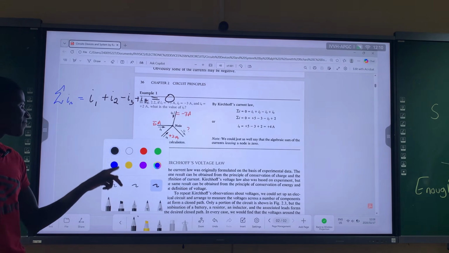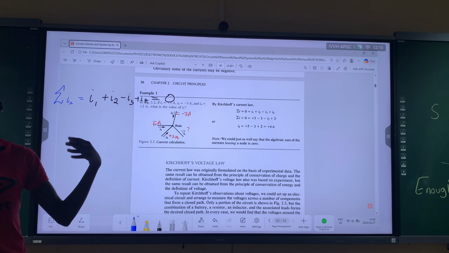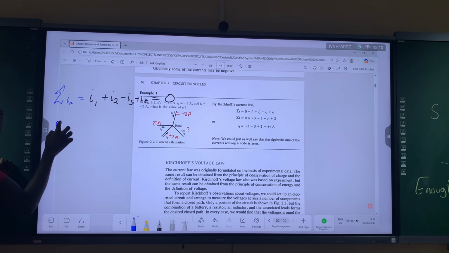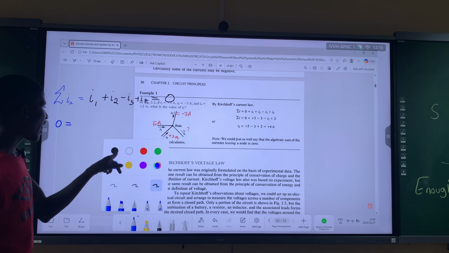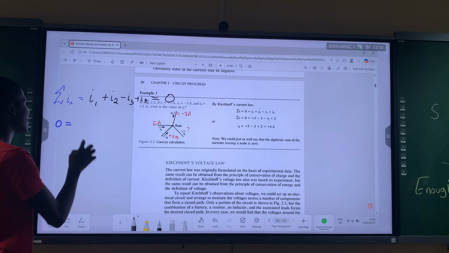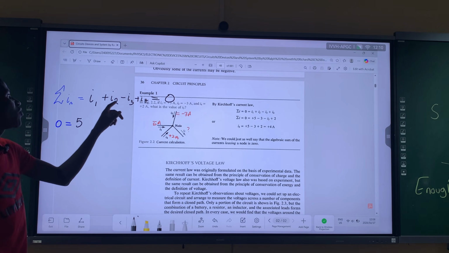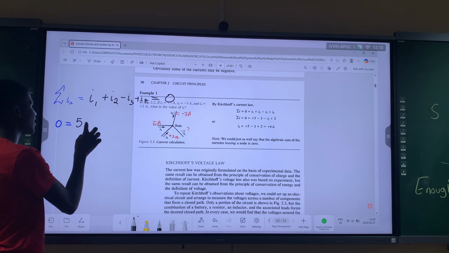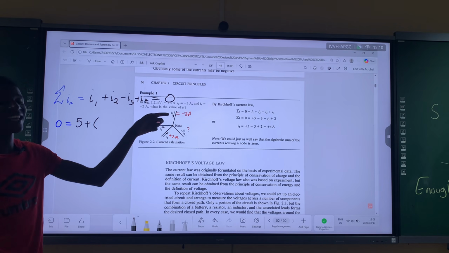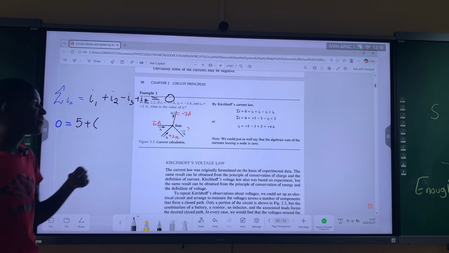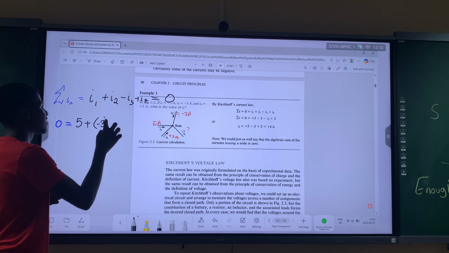But now you substitute the values that they gave you. They gave you I1 as a positive 5 amperes, so this will be positive 5. They gave you I2, and we said plus, but the value of the current that they gave you is negative, so this is negative 3.